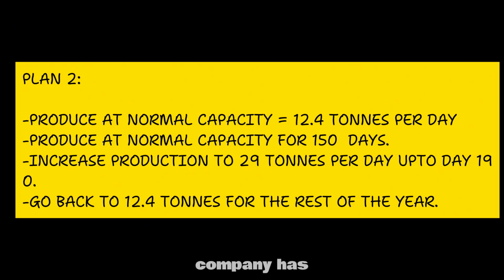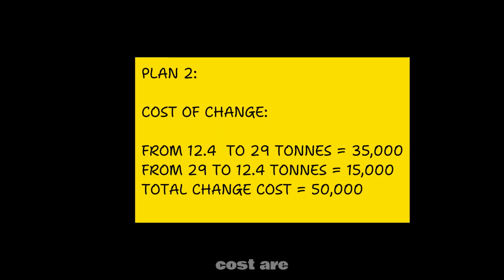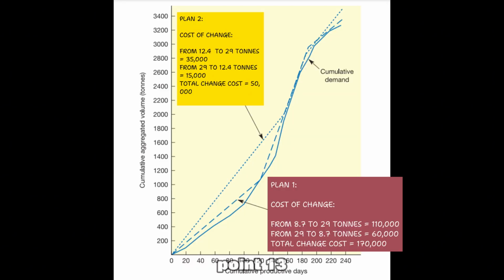Now, the company has calculated the cost associated with these changes. For Plan 1, switching from 8.7 tons to 29 tons per day costs 110,000 euros, while reverting back or scaling down costs 60,000 euros. For Plan 2, the costs are lower: 35,000 euros to switch from 12.4 to 29 tons per day, while 15,000 euros to switch back. Okay? So figure 11.13 shows both plans on a cumulative basis.